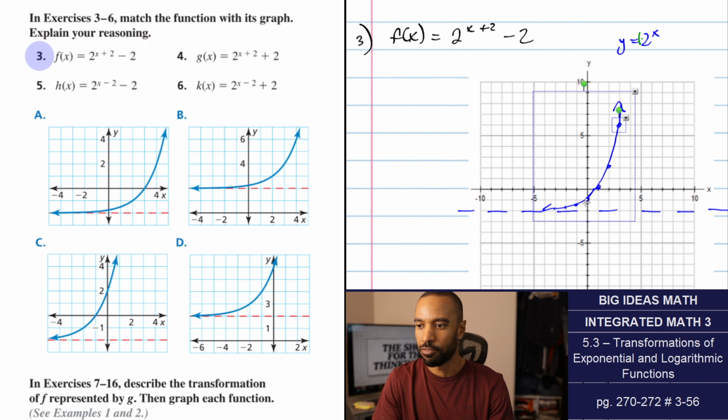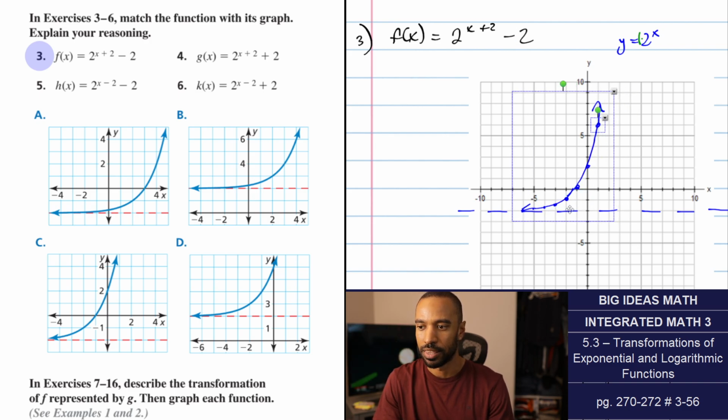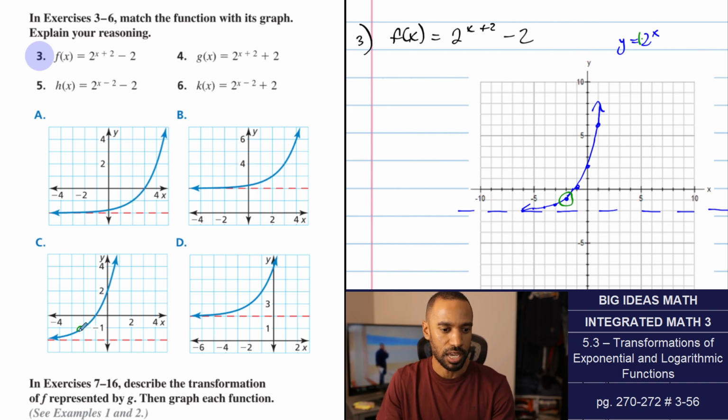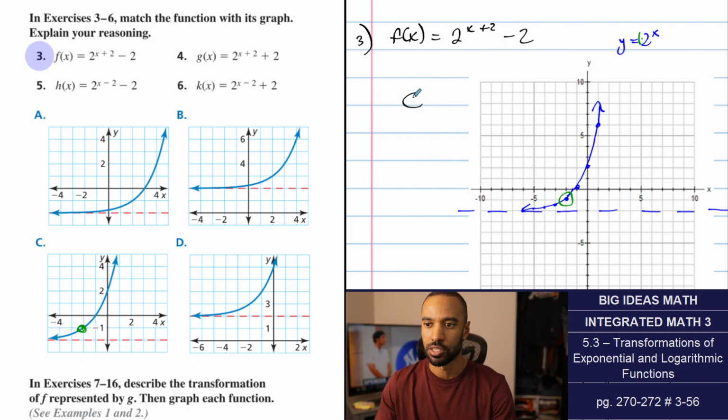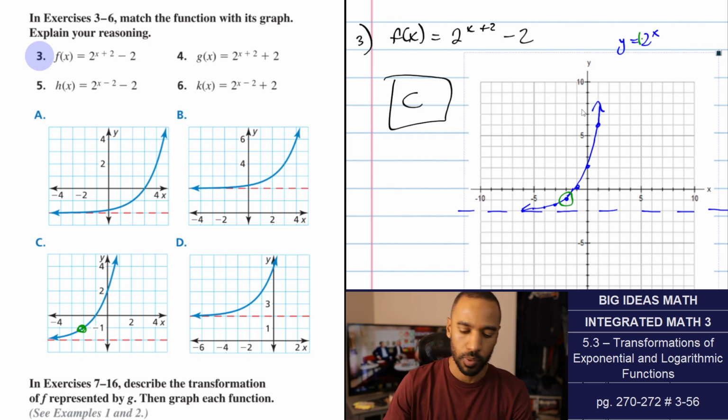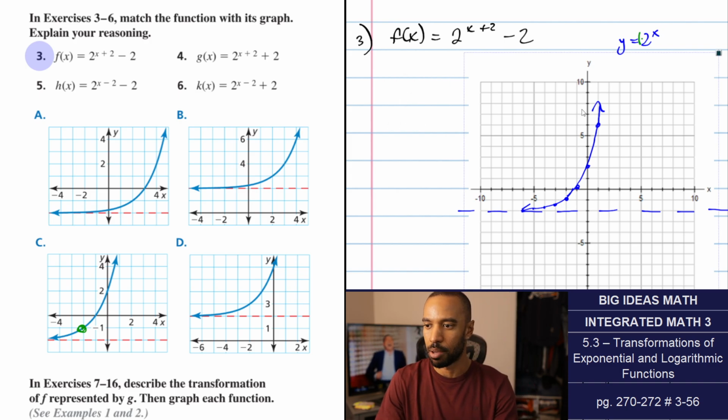However, the plus 2 means we also translate 2 units to the left. I'm going to look for a graph where my reference point is 2 units translated to the left when I'm 1 unit up from the asymptote. So which graph does that? As far as this goes, that's 1 unit up, 2 units to the right. It looks like it's going to be C. 1 unit up, translated 2 units to the left. This graph is going to be C. Okay? So that's how I'm going to go about doing these problems, and hopefully that's making some sense here.